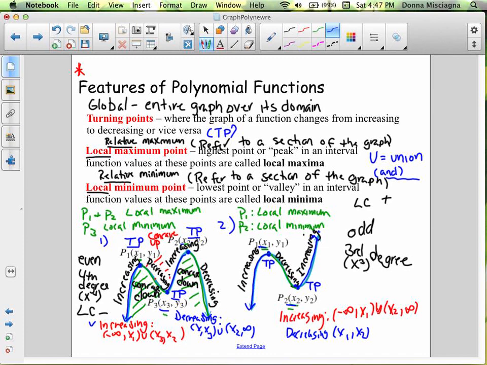In the next podcast, we are going to identify features of polynomial functions, maximums, minimums, x-intercepts, y-intercepts, all that good stuff. And we're going to do that from a graph. So come back to the next podcast.